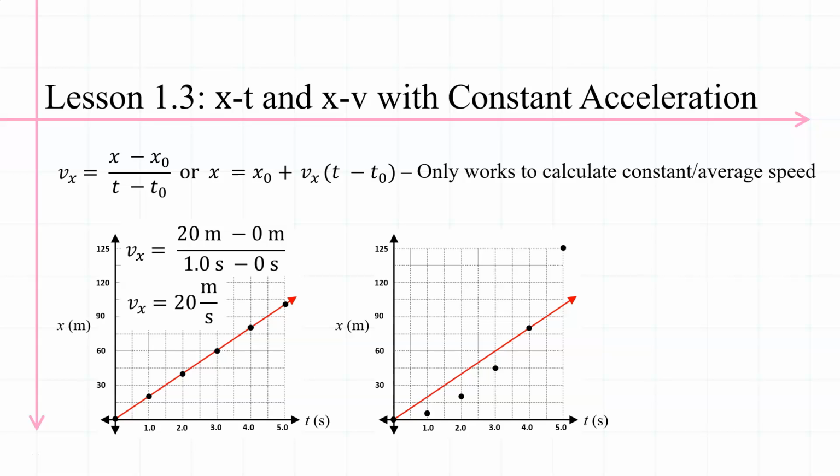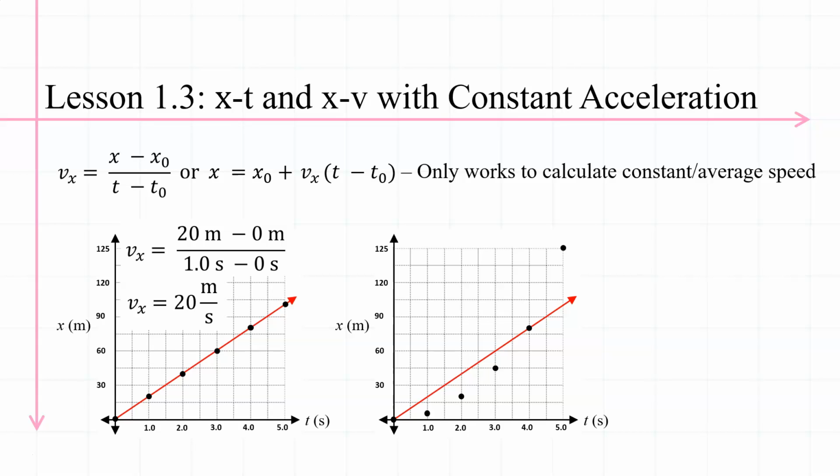When there's acceleration, the velocity is constantly increasing, so I can't just calculate a single velocity to describe the motion of the object because the velocity is constantly changing. The best I can do is use this equation to calculate the average velocity between a set of points that I choose somewhere on the graph.